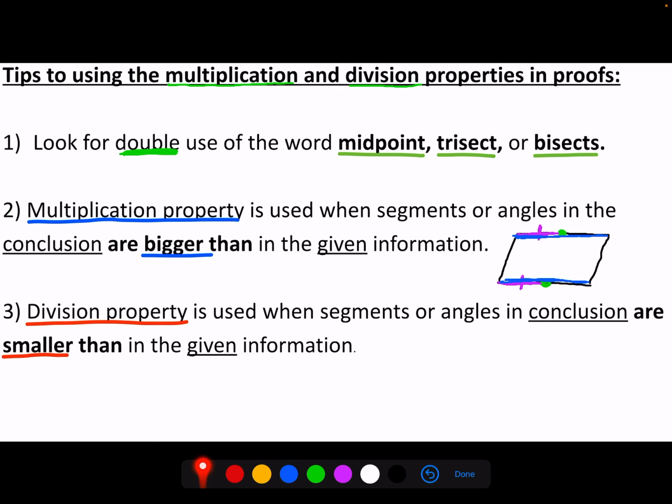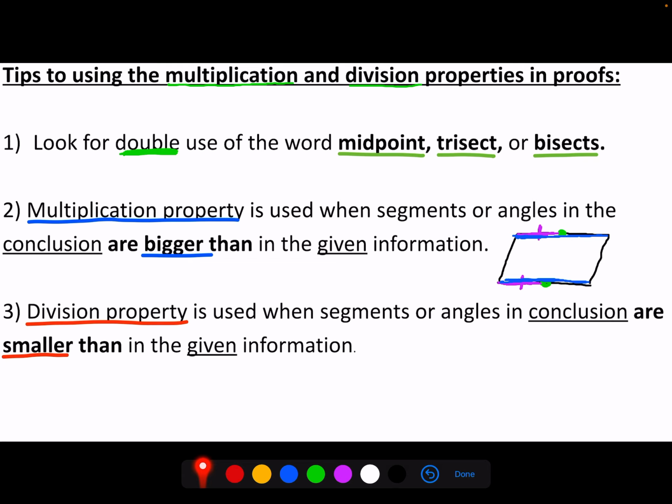And likewise, if they give me the blue segments, they say, okay, these blue segments are congruent. We want you to prove that the purple segments are congruent. Well, then I'm going from big to small. And that's when I would use the division property, because it is used when segments or angles in our conclusion, what we're trying to prove, are smaller than what they give us in the given information. So if I'm going from a big segment to a small segment, it's division.